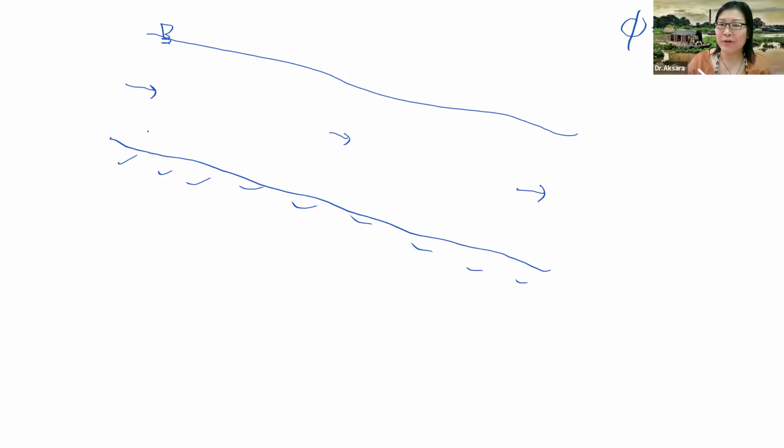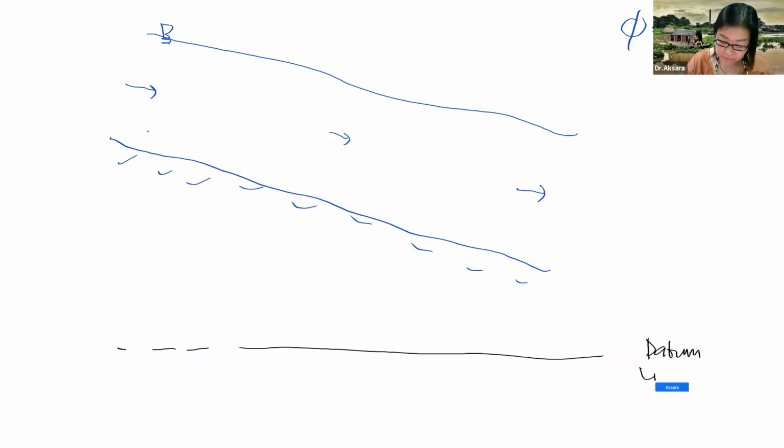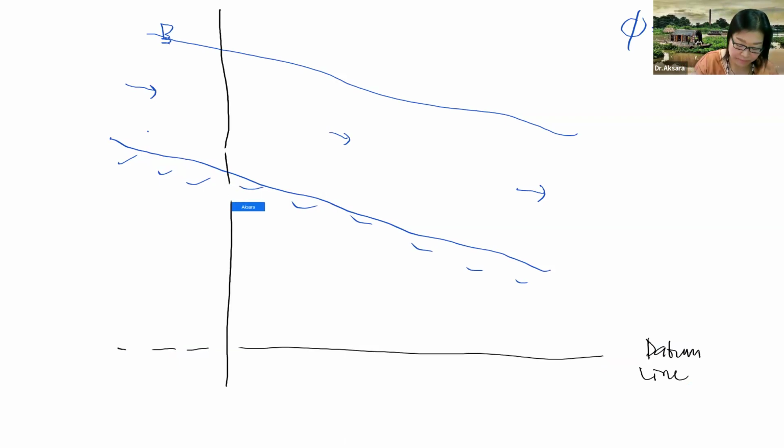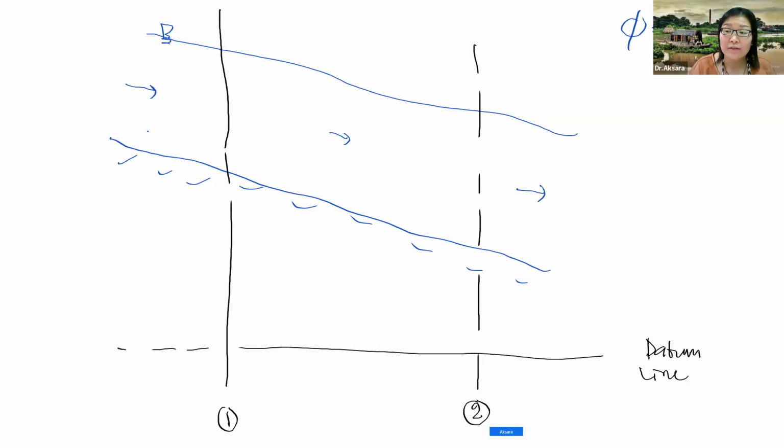What is pressure head for the open channel system? So for the open channel system here, if I have a datum line right here, that's my datum line, that's the reference line. At section 1, water is flowing from left to right, so water flows from 1 to 2, okay?